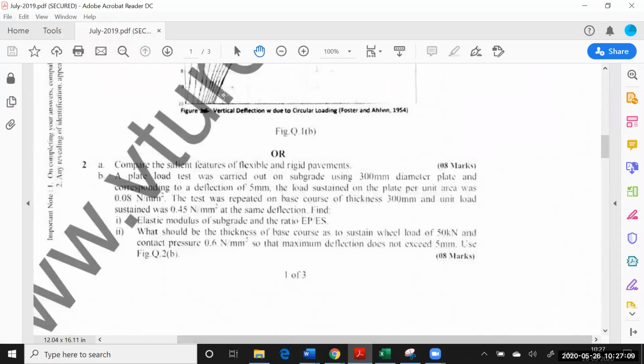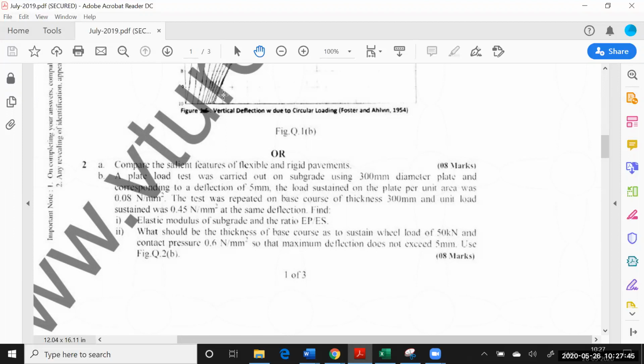Yeah, so the next question is a plate load test. It was carried out on a subgrade using a 300 mm diameter plate and corresponding to a deflection of 5 mm, the load sustained on the plate per unit area was 0.08 Newton per mm squared. The test was repeated on a base course of thickness 300 mm and unit load sustained was 0.45 Newton per mm squared at the same deflection. Find the elastic modulus of subgrade and the ratio of EP by ES. EP represents pavement surface and ES represents subgrade.